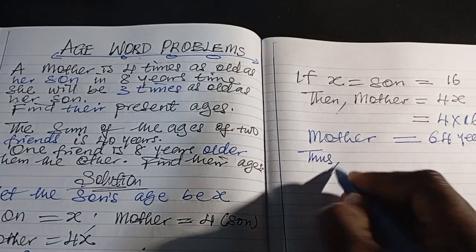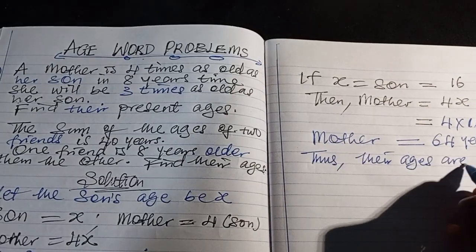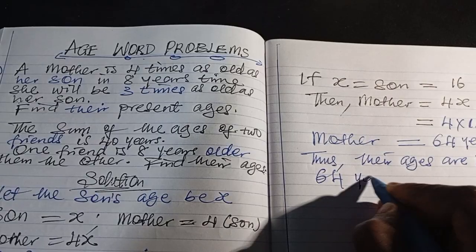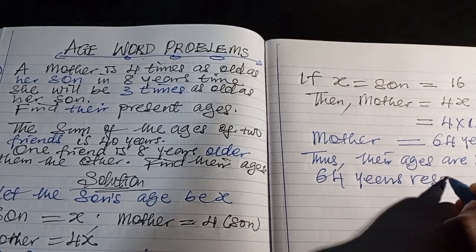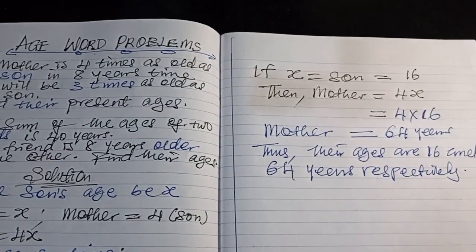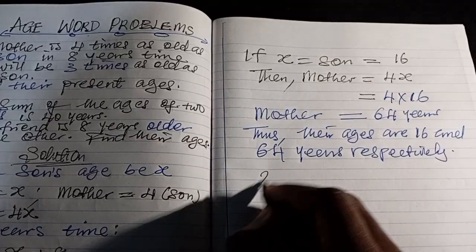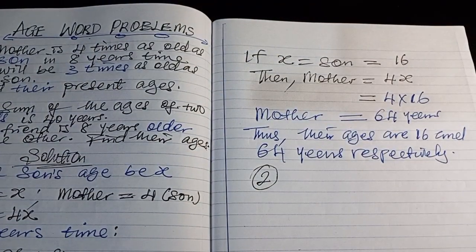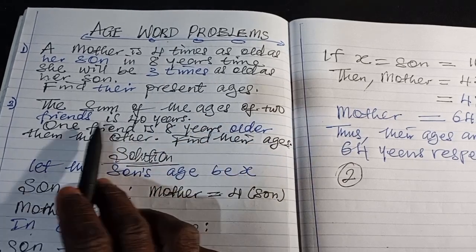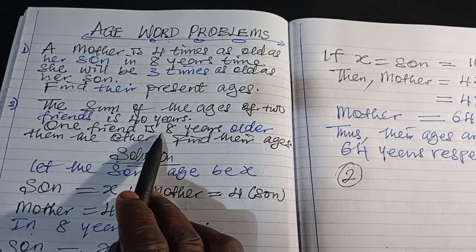Because their ages are 16 and 64 years respectively. Okay, 16 and 64 years respectively. Now, let's solve number 2. We have here the sum of the ages of 2 friends is 40 years. One of these friends is 8 years older.